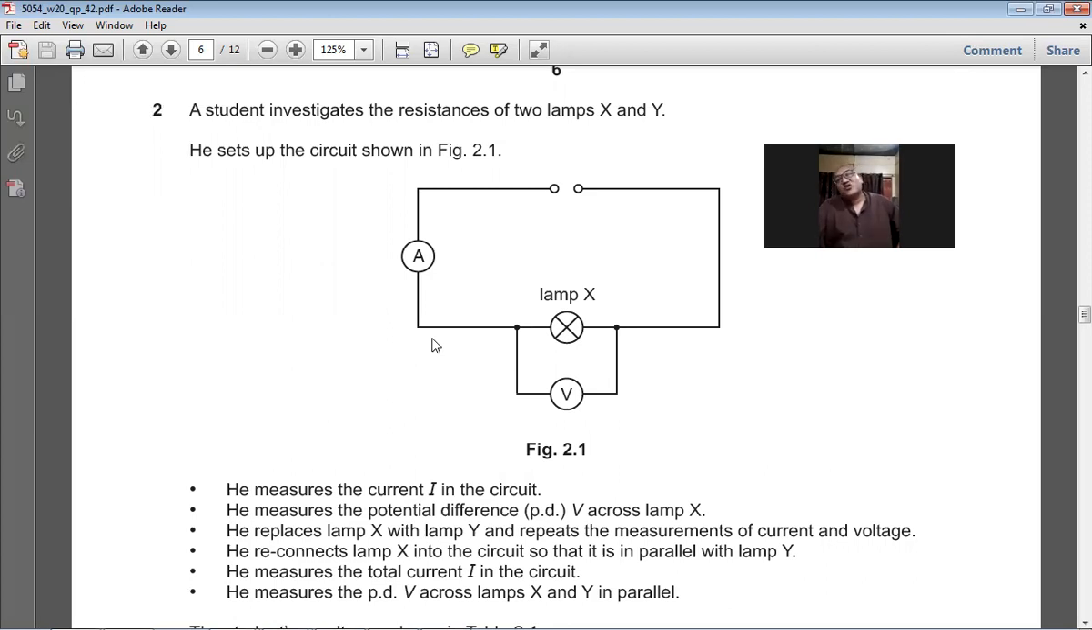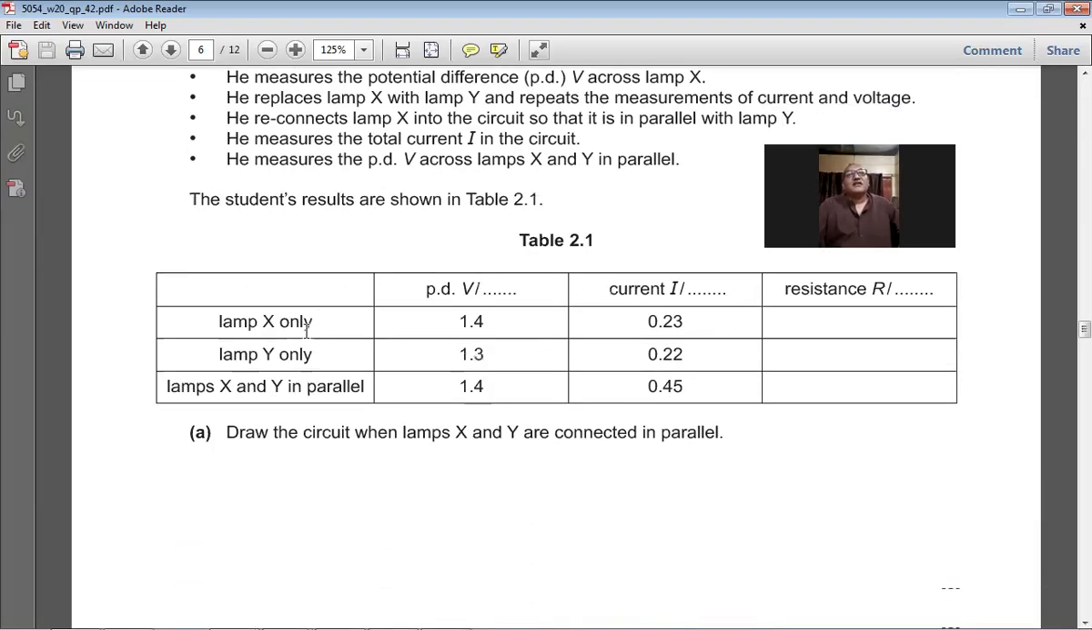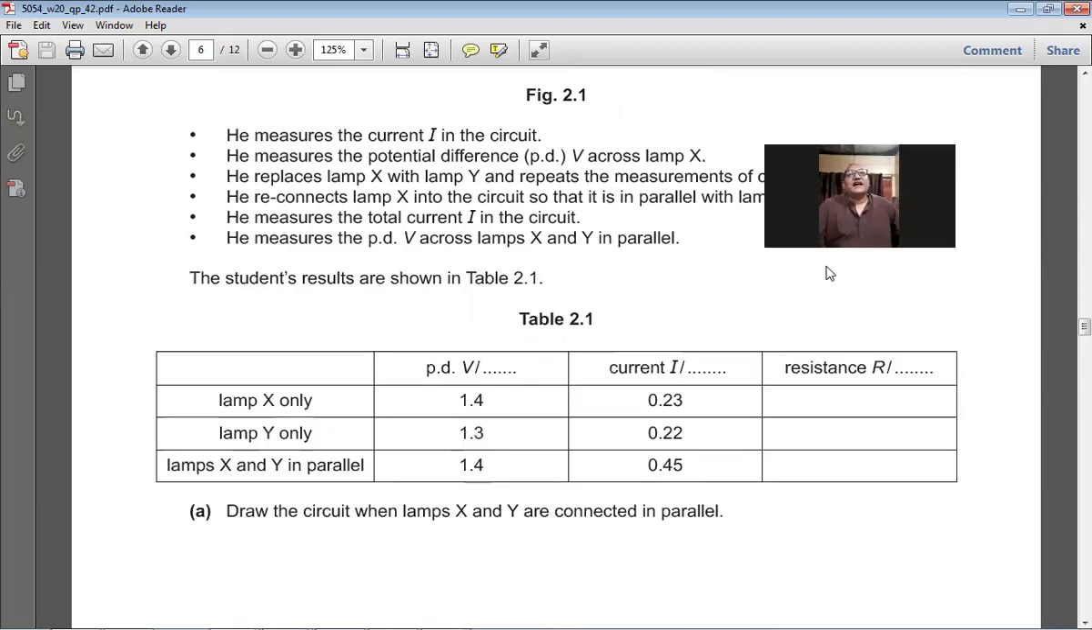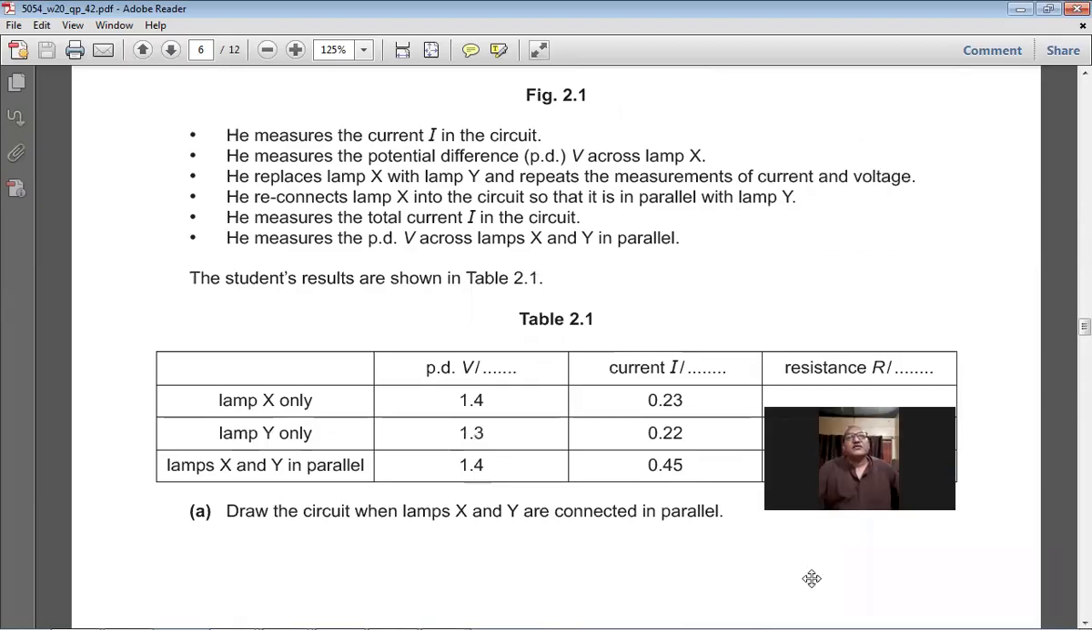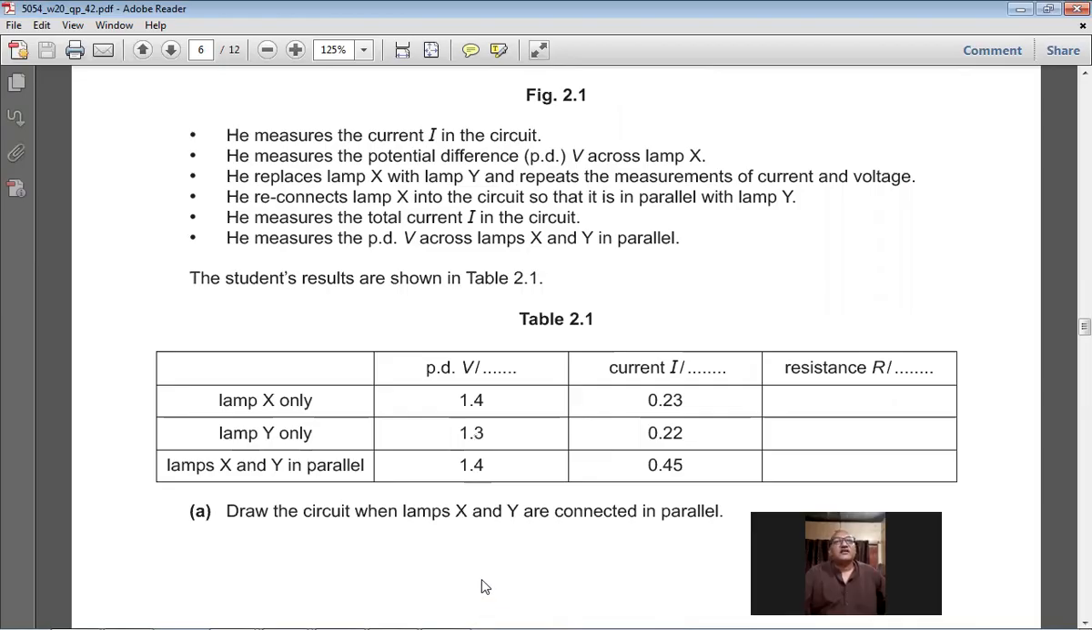He measures the total current I in the circuit. He measures the potential difference V across the lamp X and Y in parallel. They are asking you a question. The student's results are shown in the table 2.1. So here we have that table: the potential difference, the current, the resistance.